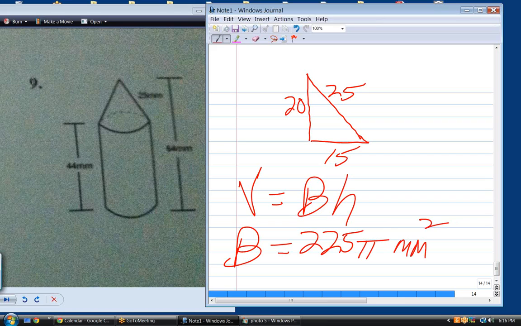You gotta do this as two separate figures. We got to figure out the height of the cylinder, and then we got to figure out the volume of the cone also. Yeah, I was doing the height of the cone. Okay, so let's do the height of the cylinder first. That's 44. Okay, so 44 times this number.